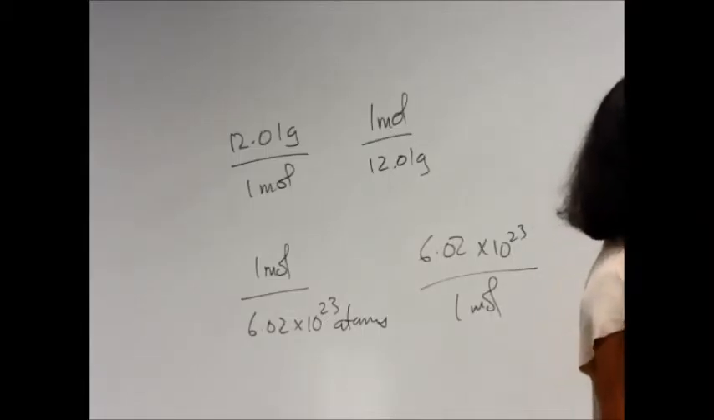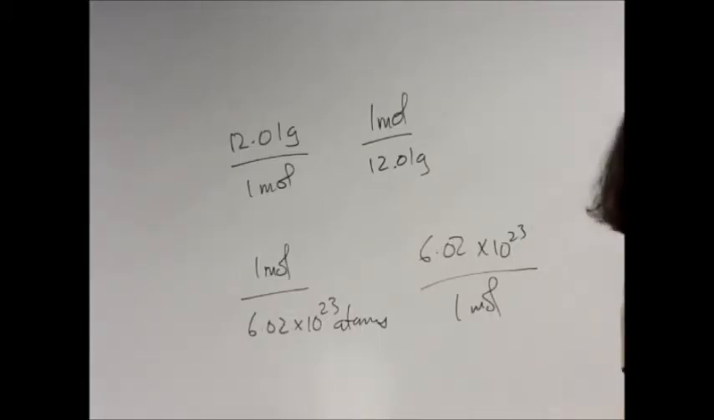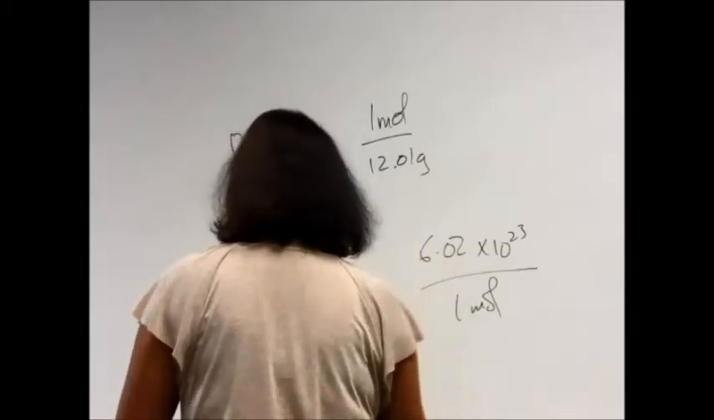So if I have to convert number of atoms to grams, I will convert the atoms to moles first, and then from moles I will go to grams. Okay, from there. So that's what I will do there.